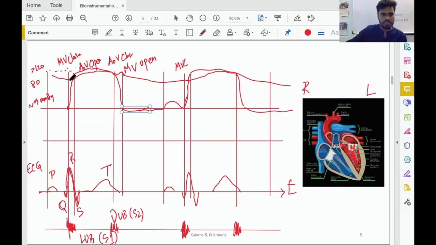So the curve that I have drawn here, the one that goes above and below the heart's pressure, is the aortic pressure, which is the blood pressure we measure. This is the blood pressure that we usually refer to when we say 120 by 80 mmHg. So this is the aortic pressure. Aortic pressure is the pressure in the major blood vessel in the body, the aorta.